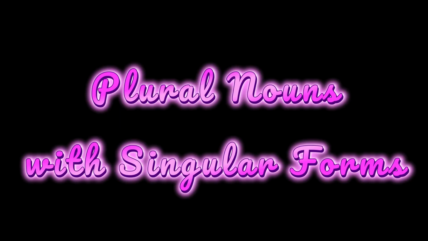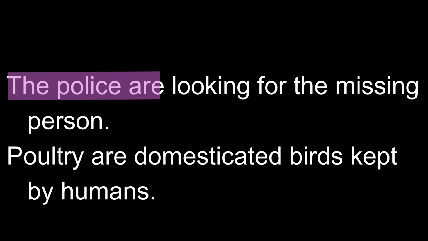Plural nouns with singular forms. Conversely, some nouns that look singular are actually plural. Examples: the police are looking for the missing person. Poultry are domesticated birds kept by humans.